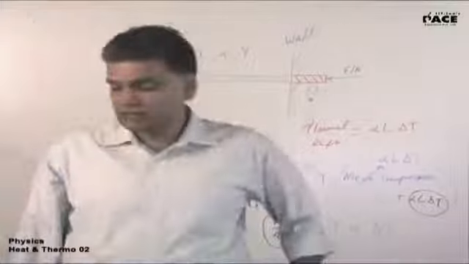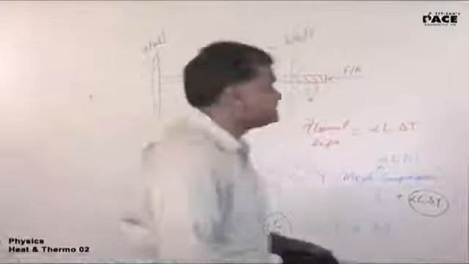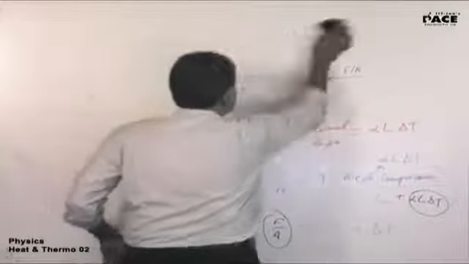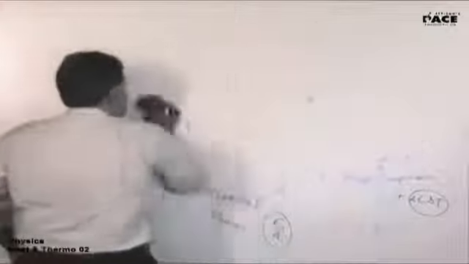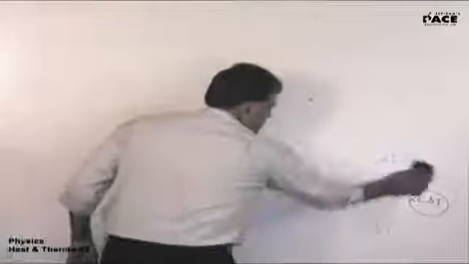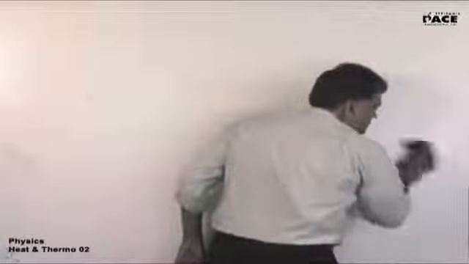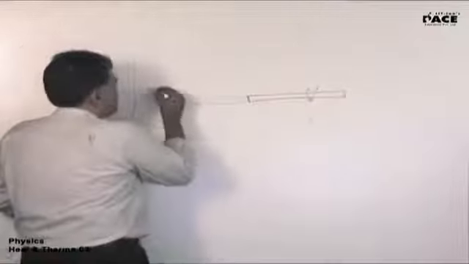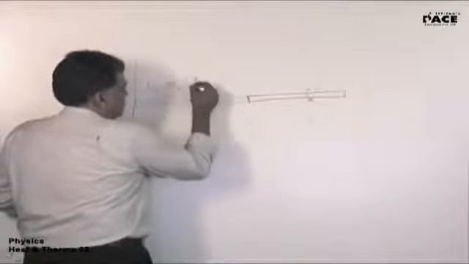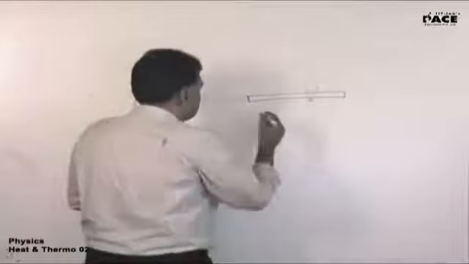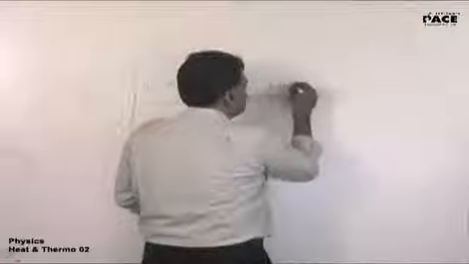Now let's see some question based on this. So consider this question. Coming up next, we have a composite rod between the two walls. Let's see what happens. So let's say this rod has the properties L1, alpha 1, Y1, and this rod has the properties L2, alpha 2, Y2.